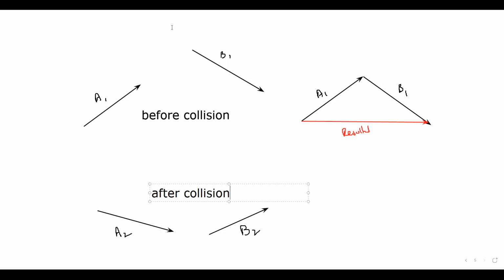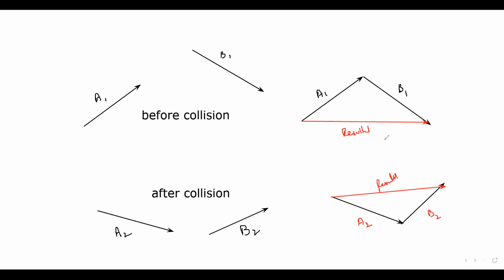So when we add these momentums, A2 will be there, then B2. So what happened? The resultant will be the same, meaning even the direction of the resultant will be the same. The length and direction of the resultant for momentum after collision will be the same as the initial. So the vector sum of momentum before collision equals the vector sum of momentums after collision.